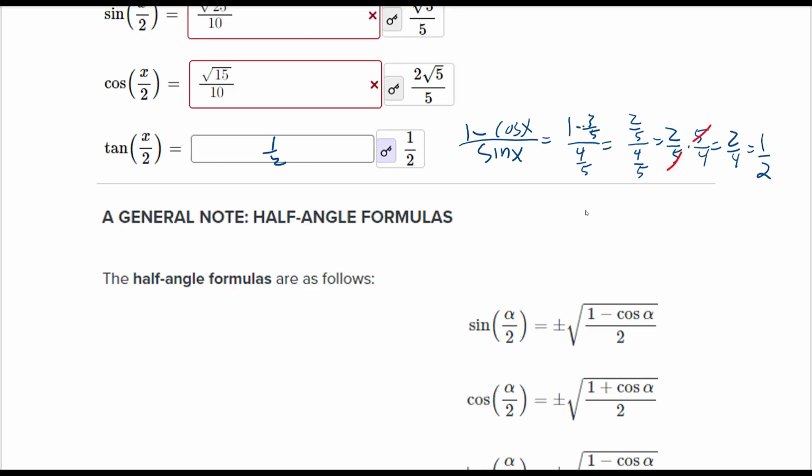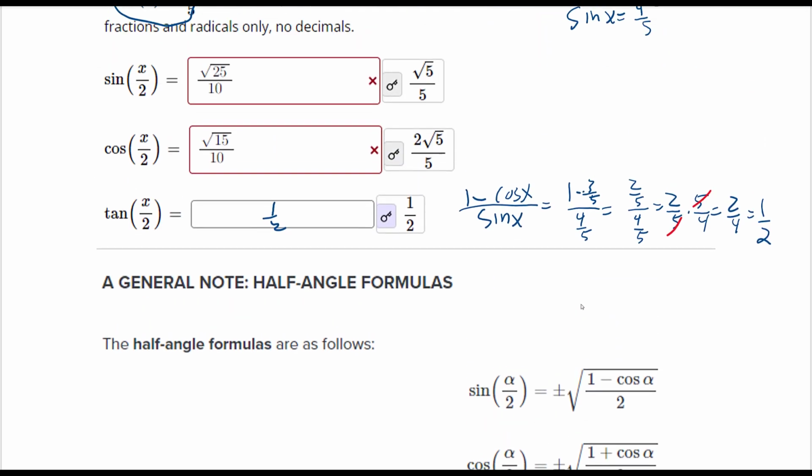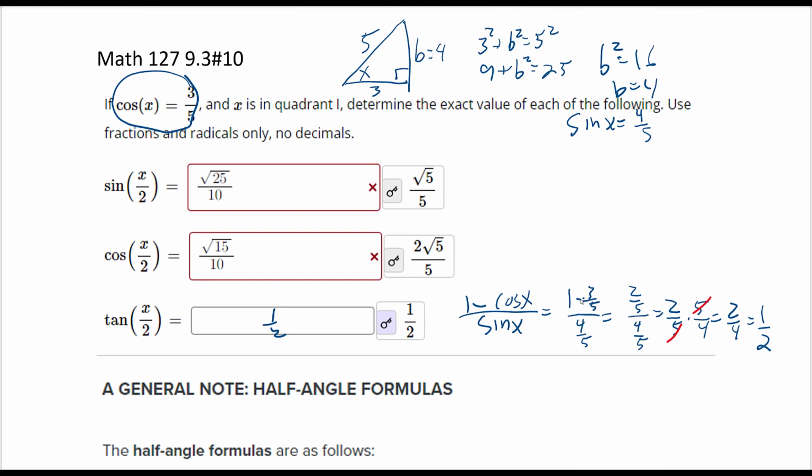So let's do the ones that are a little more complicated because they have the plus and minus in there. Sine of x over 2 is going to be plus or minus the square root of, and it says it's in quadrant 1, so half of something in quadrant 1 is still in quadrant 1. So I can just drop the plus or minus because it's going to be positive. So we have 1 minus 3/5 over 2. That's going to be the square root of 5/5 minus 3/5, which is 2/5, over 2.